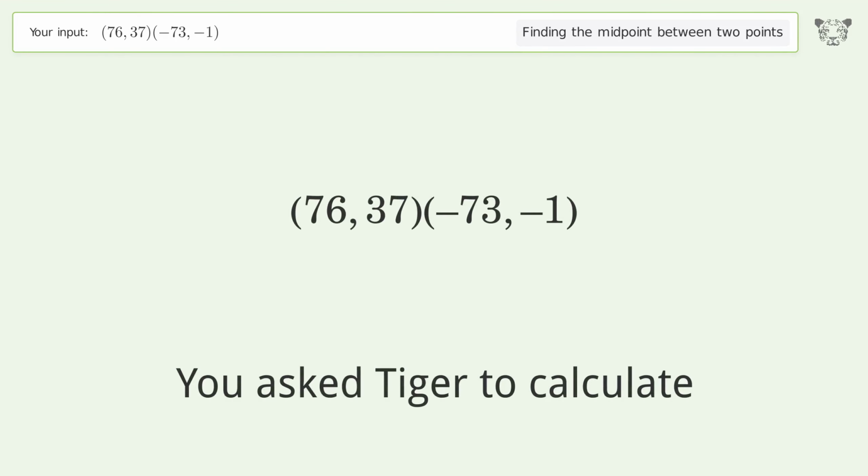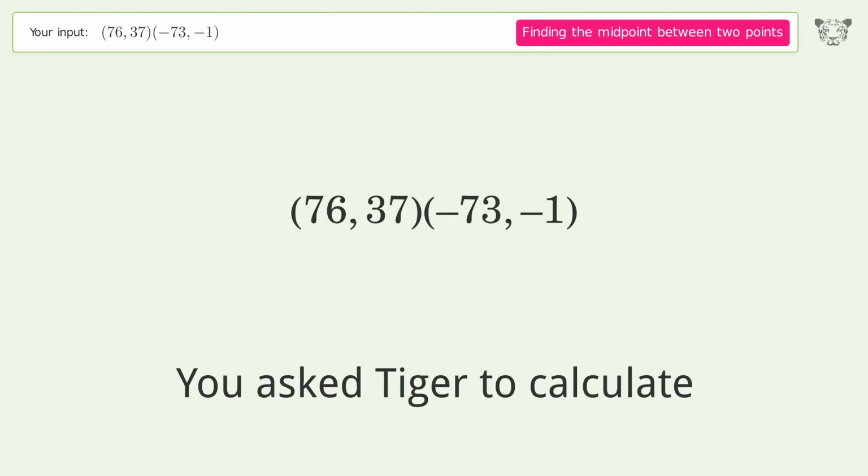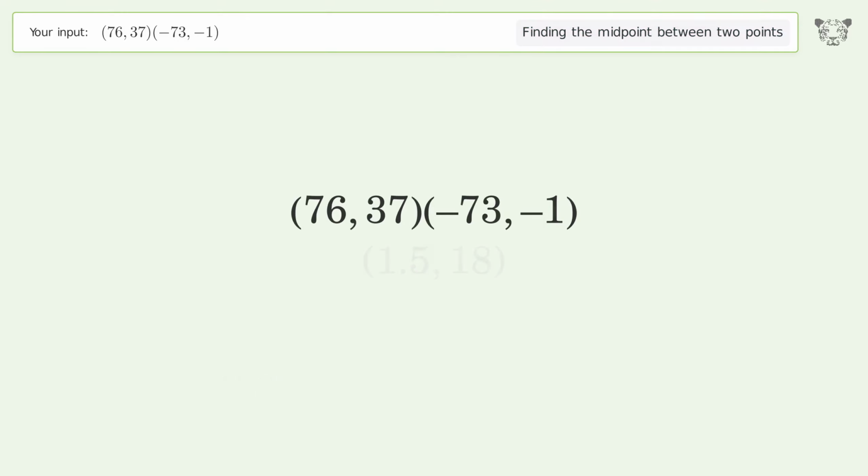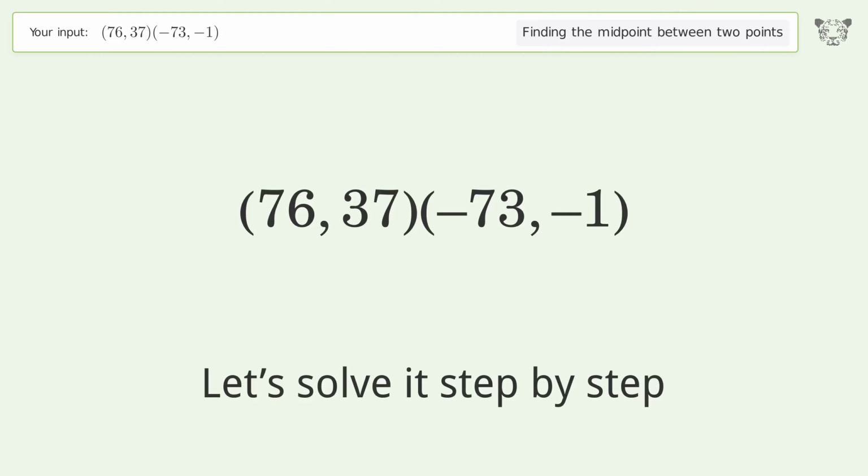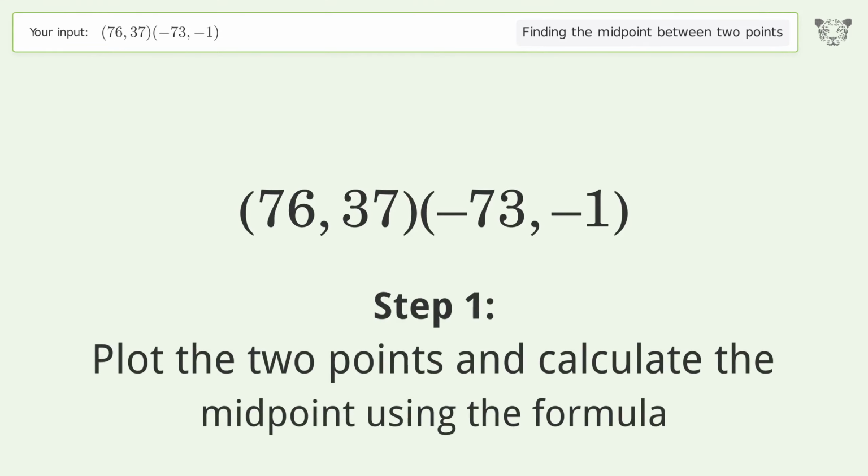You ask Tiger to calculate. This deals with finding the midpoint between 2 points. The midpoint between the 2 points is 1.5, 18. Let's solve it step by step. Plot the 2 points and calculate the midpoint using the formula.